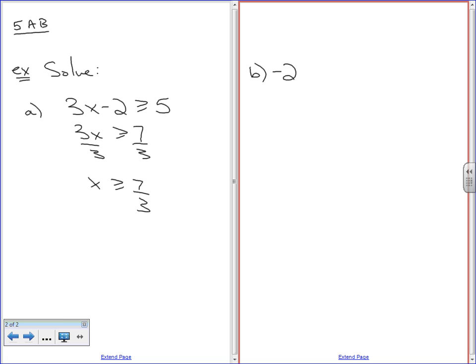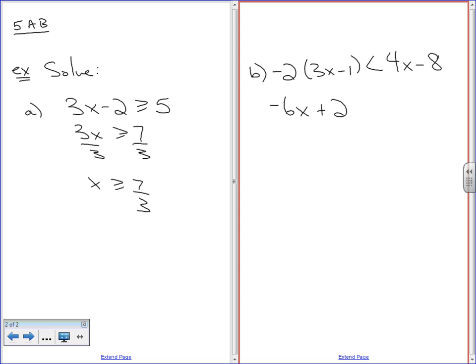So negative 2 bracket 3x minus 1 less than 4x minus 8. So again, solving a polynomial inequality is like solving a polynomial equation. Like this is no different than an equation you would have seen way back in grade 9. So the first thing you want to do is distribute. So I get negative 6x. And negative 2 times negative 1 is positive 2.